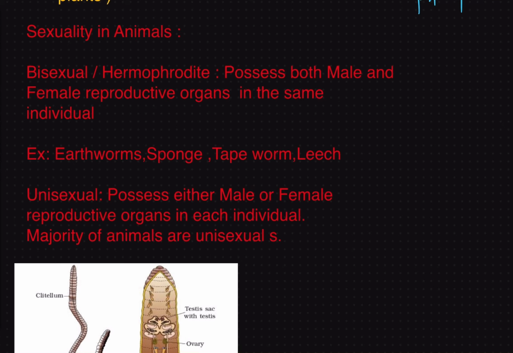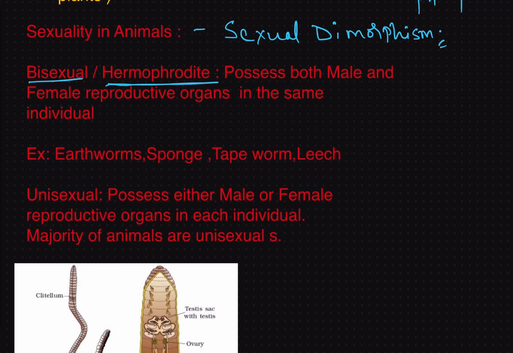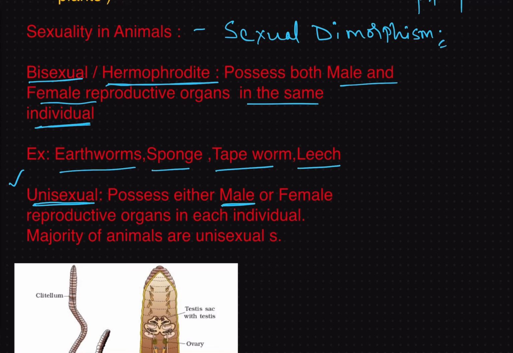Animals often exhibit sexual dimorphism. That means male and female are differentiated and have different morphologies, but certain animals exhibit a bisexual condition. In animals, we call it the hermaphroditic condition. A hermaphroditic animal possesses both male and female reproductive structures in the same individual. Examples, earthworms, sponge, tapeworm and leech. Those animals which exhibit sexual dimorphism are called unisexuals. In such a condition, each animal will have exclusively male or exclusively female reproductive structures. We should note that the majority of animals are unisexuals.